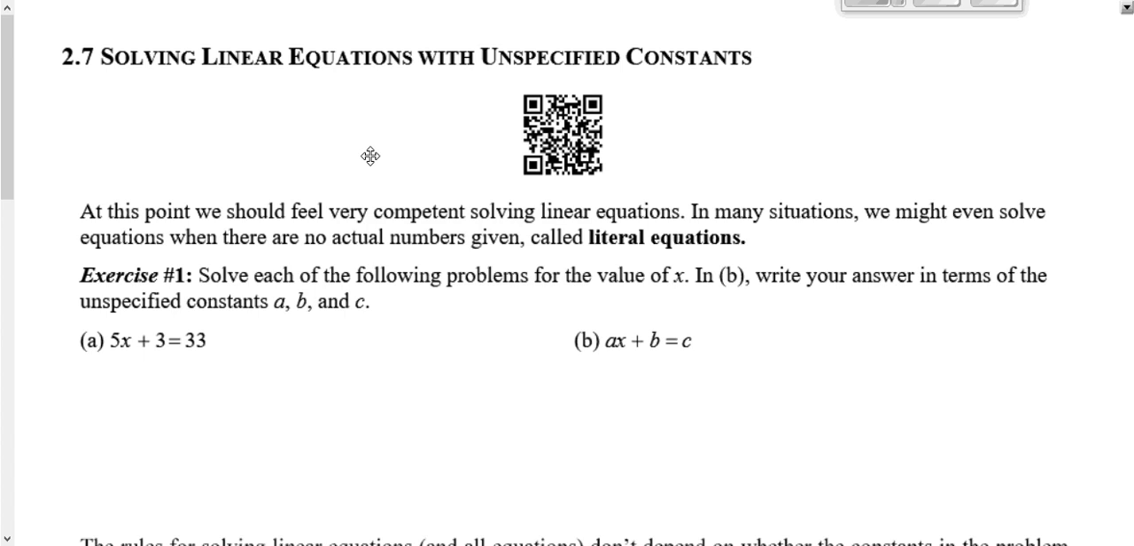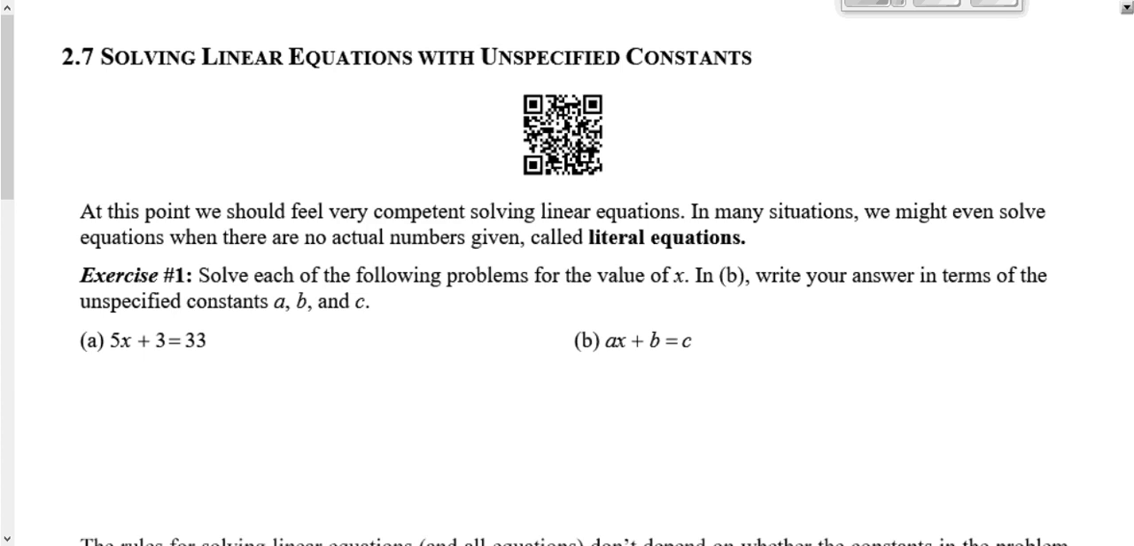Okay, so solving equations with unspecified constants. You know what a constant is, right? A number that stays the same. So these are going to be equations really without numbers in them so much. If we know what the numbers are, we can add them together, subtract them, or whatever. But if we don't know what they are, we just have to leave them as the letter they are. And these are also known as literal equations.